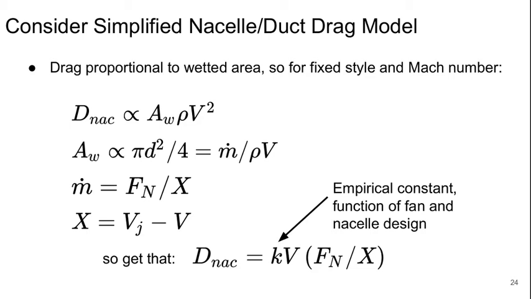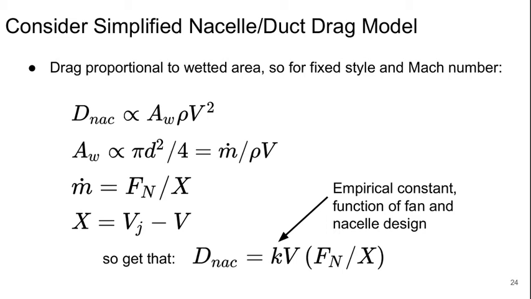We assume that the drag is proportional to the wetted area. So for a fixed style of nacelle and flight Mach number, the nacelle drag is proportional to the wetted area times rho v squared. The wetted area is proportional to pi d squared over 4, so proportional to the frontal area, which is related to the mass flow rate. And the mass flow rate is the net thrust over the specific thrust.